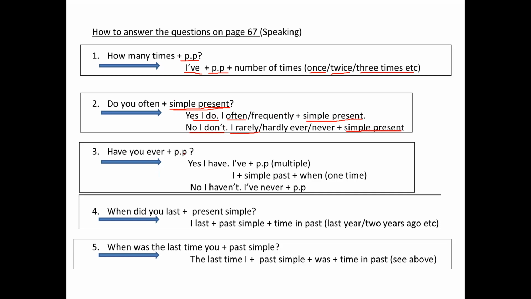Option 3. Have you ever plus present perfect? For example, have you ever had the flu? Yes, I have. I've had the flu 3 times. Yes, I have. I had the flu 2 years ago. No, I haven't. I've never had the flu.